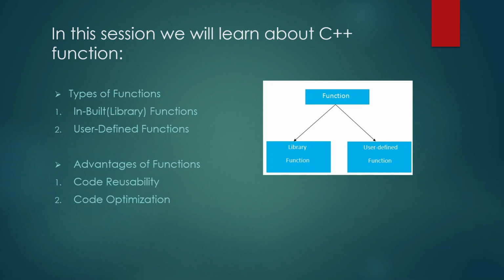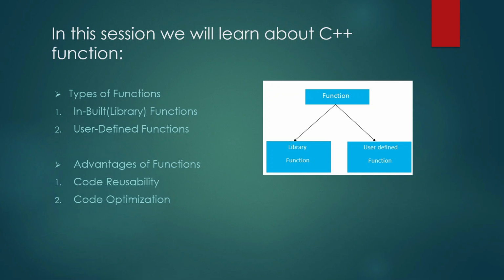It reduces the complexity of a bigger program and optimizes the code. Now there are some advantages of functions too. One is code reusability. It means by creating a function, you can call it many times, so we don't need to write the same code again and again in the same or another program. The second advantage is code optimization. It makes the code optimized. We don't need to write so much code.